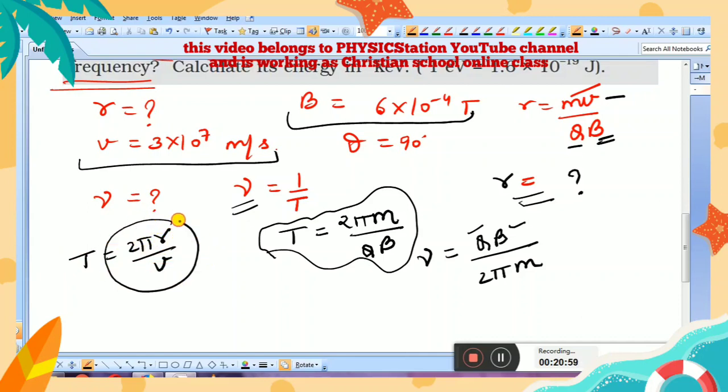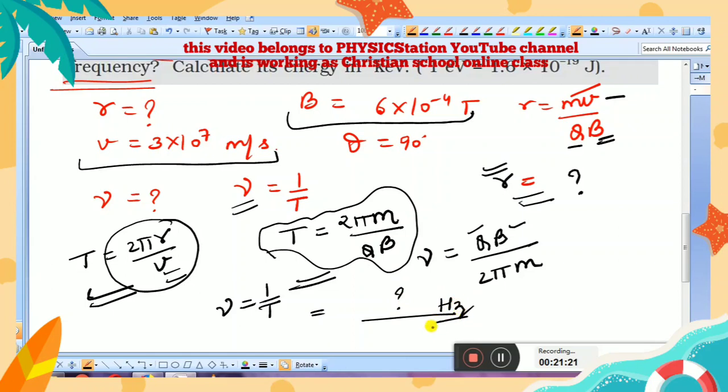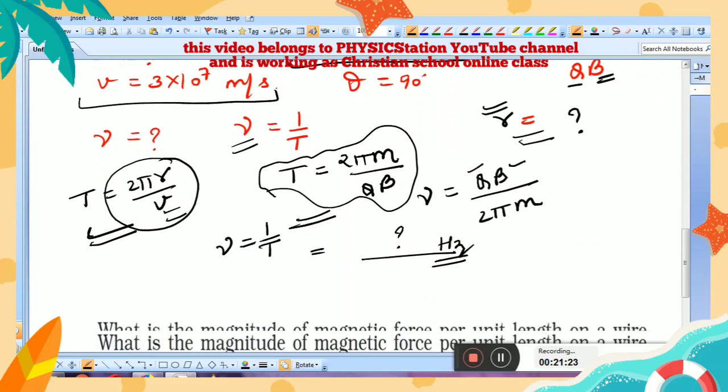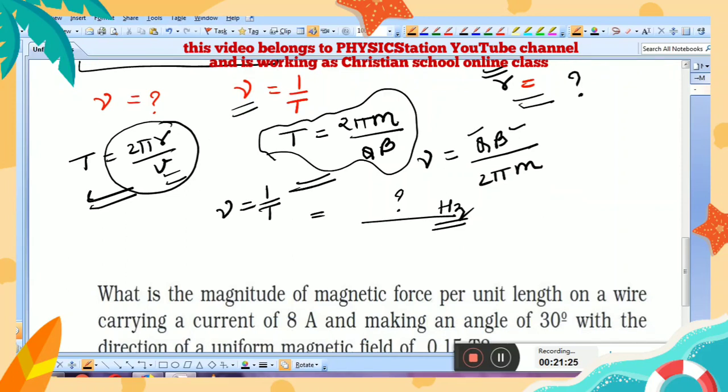If you use this formula, then also you can find out, because you would have found the radius and velocity is given to you already. So you can use this formula as well as that formula, whichever you find easier. After that, to find frequency, you take the reciprocal and you can find the answer. Because it is frequency, the answer will come in hertz.